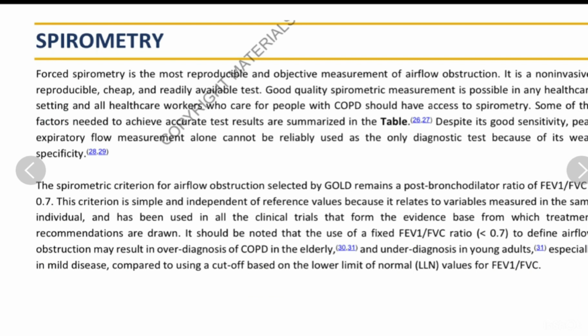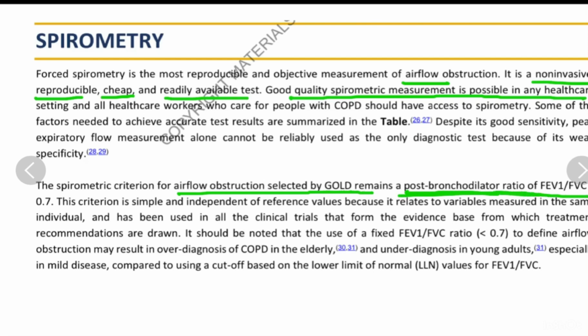Then comes spirometry. They are telling that forced spirometry is the most reproducible and objective measurement of airflow obstruction. It is a non-invasive, reproducible, cheap, readily available test. They are telling that good quality spirometric measurement is possible in any healthcare system. The spirometric criterion for airflow obstruction selected by GOLD remains a post-bronchodilator ratio of FEV1/FVC less than 0.7. We have already discussed it a lot of times.